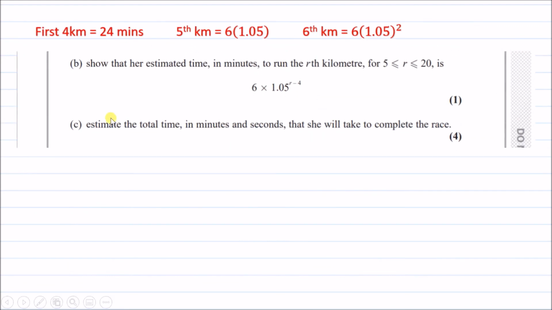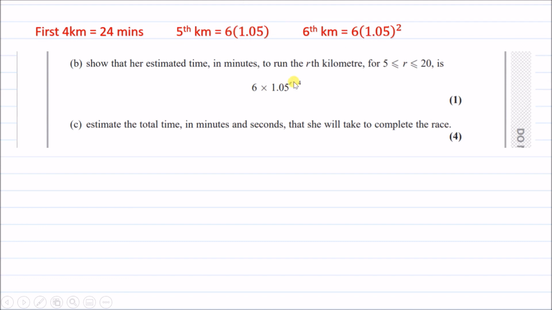Show that her estimated time in minutes to run the half kilometer, so this is kind of like the nth term, for all values between 5 and 20. So this is from the 5th to the 20th kilometer, because the first 4 kilometers are just the arithmetic. You just add 6. It's given by this kind of formula. Okay, so to show this is the kind of formula we need, you can notice one thing. A little trick here, if you plug in 5 for R, you get 6 times 1.05 to the power of 5 minus 4, which is 1. So that's referencing the 5th kilometer.